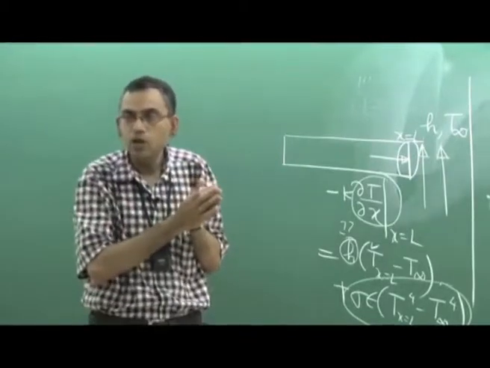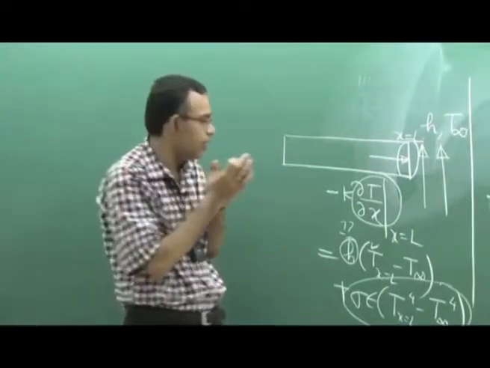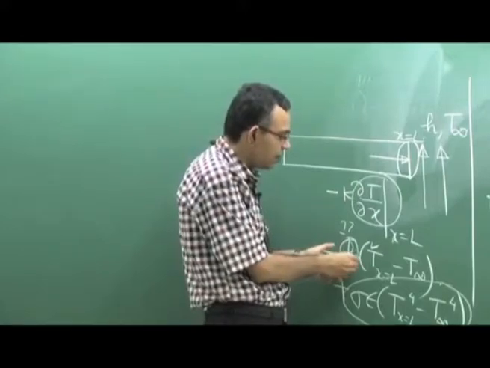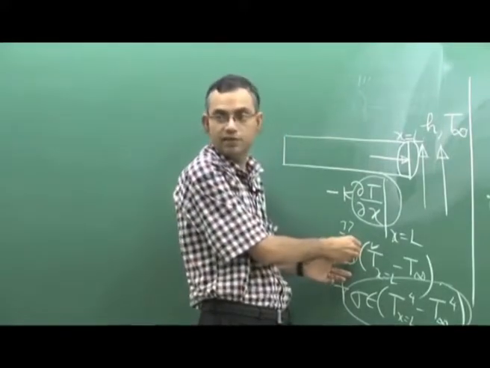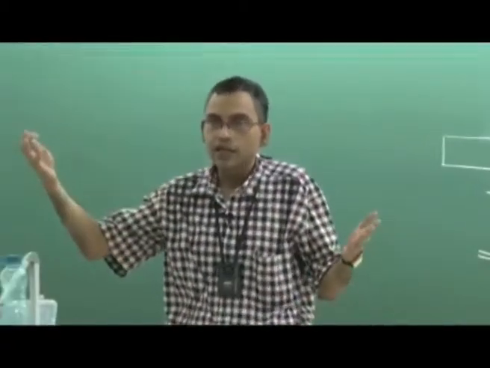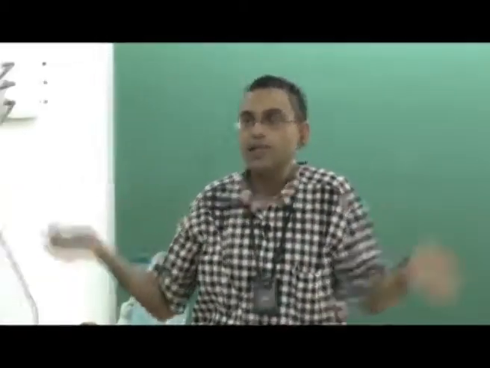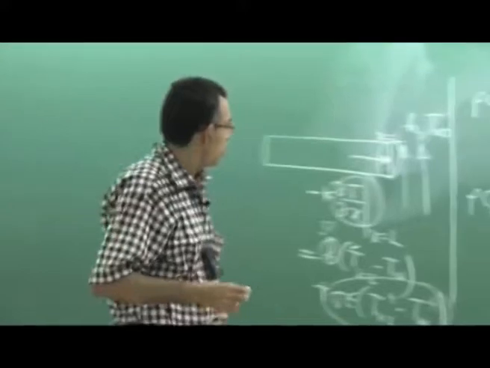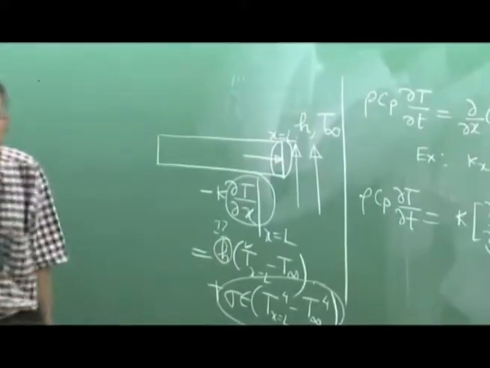For the time being, while solving the conduction problems, for taking this as a boundary condition we will assume some value of h. But how does the value of h come? Does it come by magic? Does it come by intuition? Or does it come from fundamental fluid mechanics? That answer we will give when we discuss convection. So this is a mixed type of boundary condition.